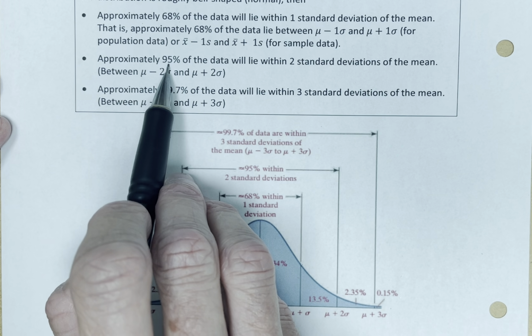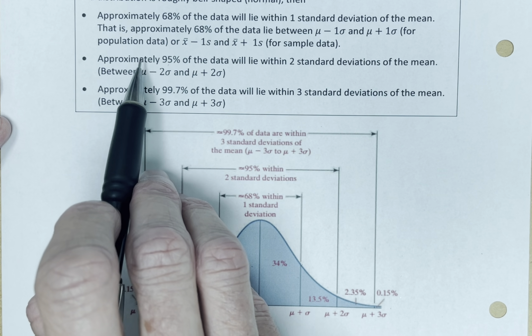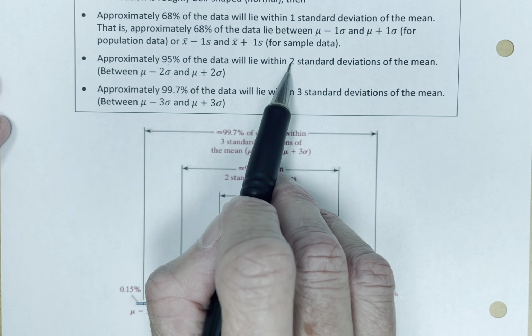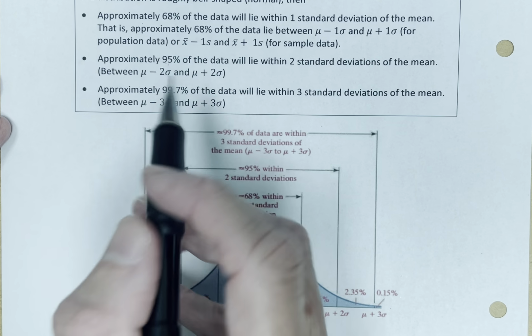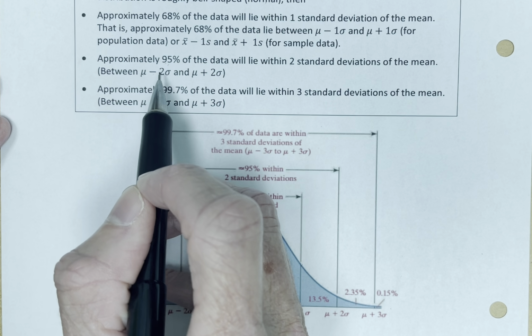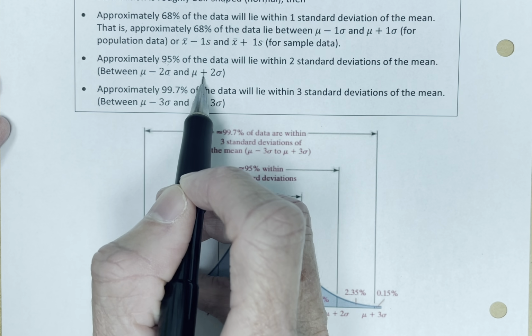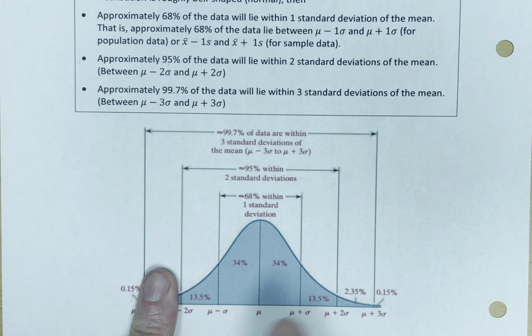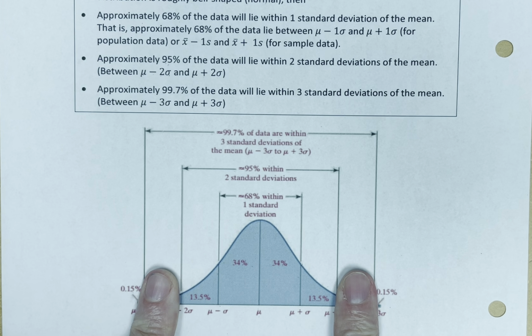The 95% in the empirical rule. Approximately 95% of the data lie within two standard deviations of the mean. Okay, mean minus two standard deviations, or mean plus two standard deviations. So, cover my fingers from here to here, the part that's showing: 95% of normal data lies in there.